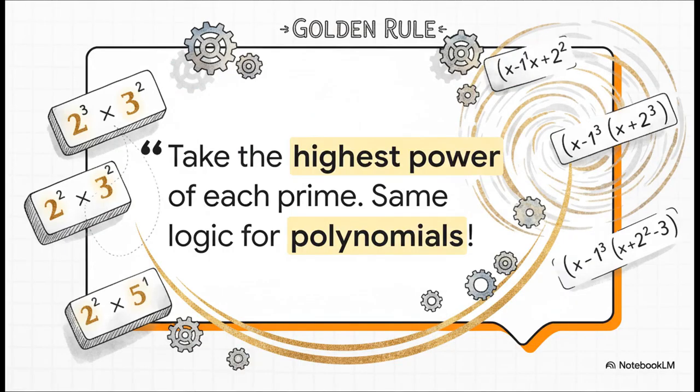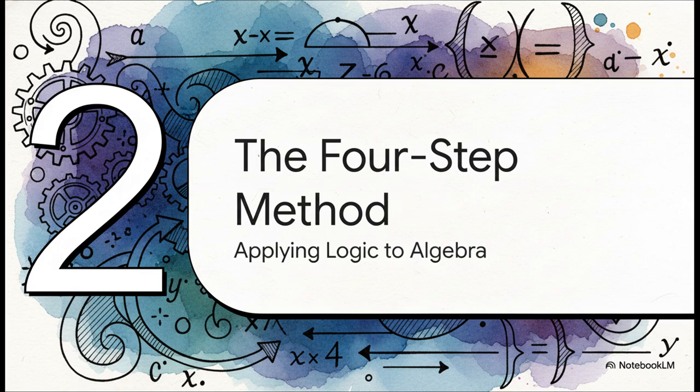And this quote right here, this is the whole game. Take the highest power of each prime. Same logic for polynomials. That one sentence is the bridge that connects the easy stuff with what looks like the hard stuff. Remember it. Okay, so we've got the logic. Now let's turn it into a foolproof method for algebra. We're going to take what we just did and formalize it into 4 simple steps that'll work every single time, no matter what the polynomial looks like.